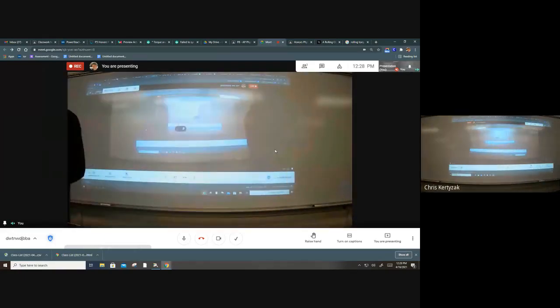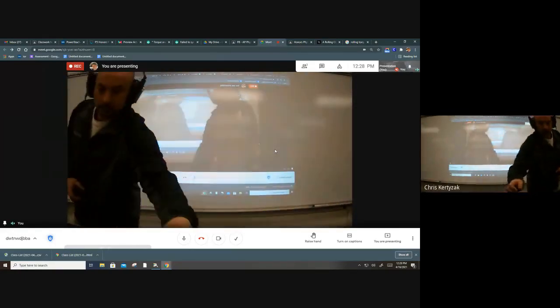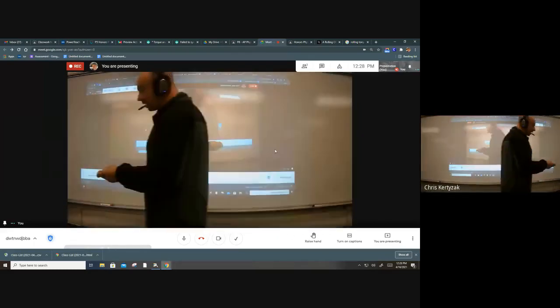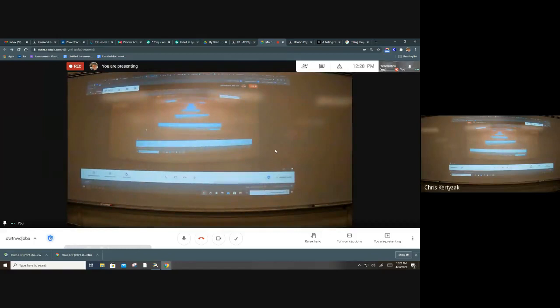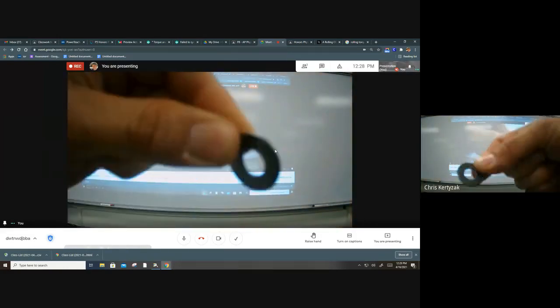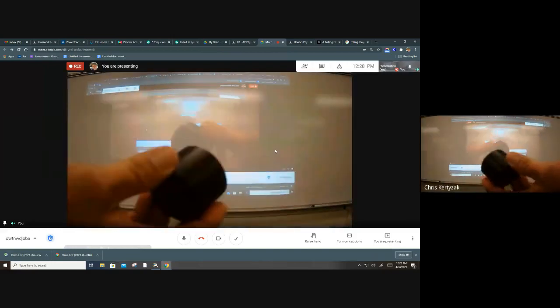If I were to race a washer, like an actual washer you use for building things, against this disk right now, this is not what we just talked about.